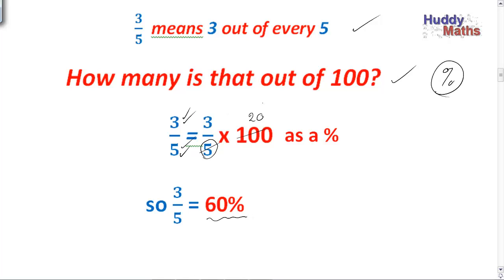3 in every 5. Let's find how many 5s in 100. 20. So that's 60. 20 lots of 3. 3 in every 5, 20 lots of 5s in 100. So it's 3 by 20 is 60%. That's good if you can understand that. Or at this stage, you might just want to remember the rule. You multiply the fraction by 100.